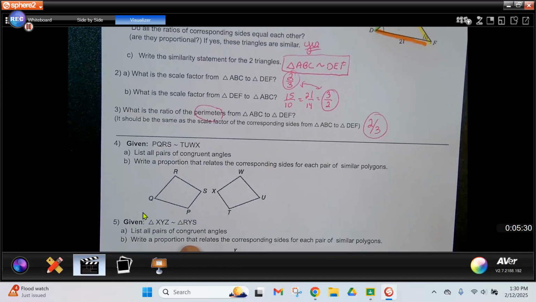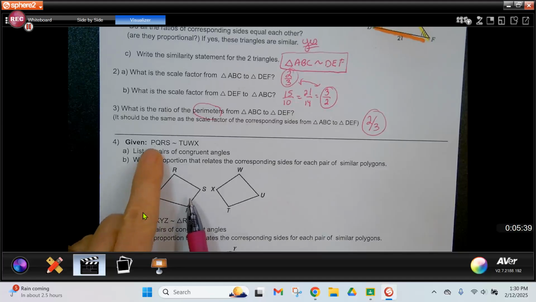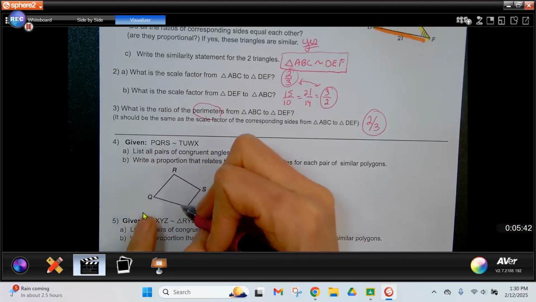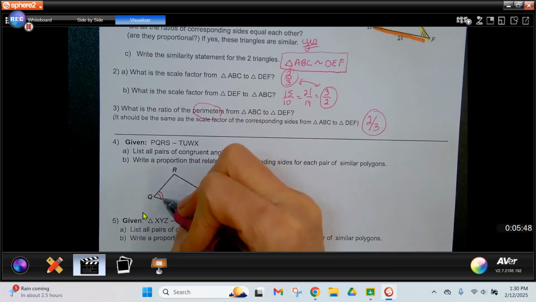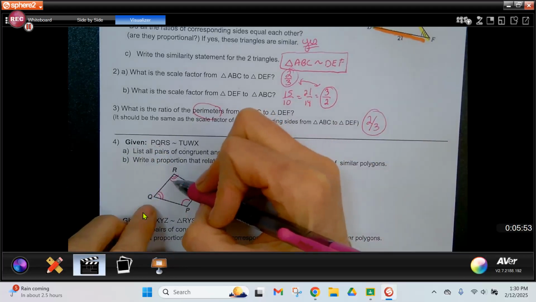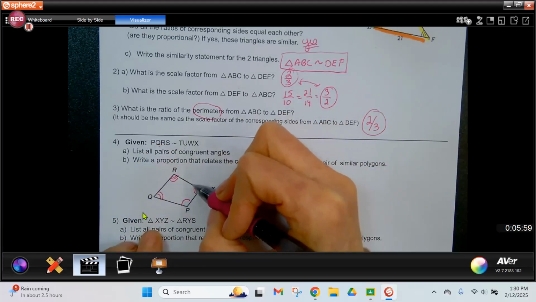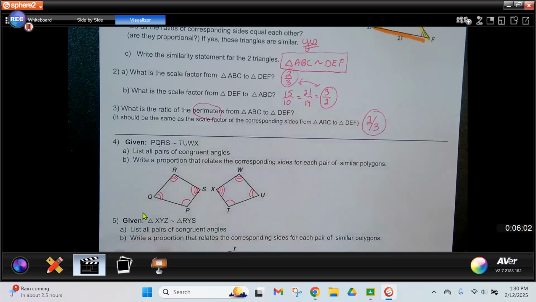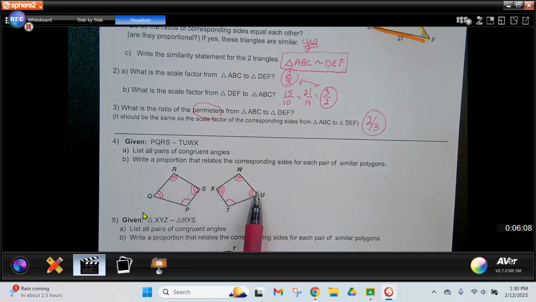Okay, number 4. We're given this figure is similar to this figure. So these two are similar. And I like to mark the angles when possible. So we know that P and T are going to be congruent because they're listed together in order. Right? Q and U are also going to correspond. R and W and S and X. 1, 2, 3, 4. 1, 2, 3, 4. Notice this figure has been kind of flipped over. So this angle correlates with this one. This angle corresponds with this one.